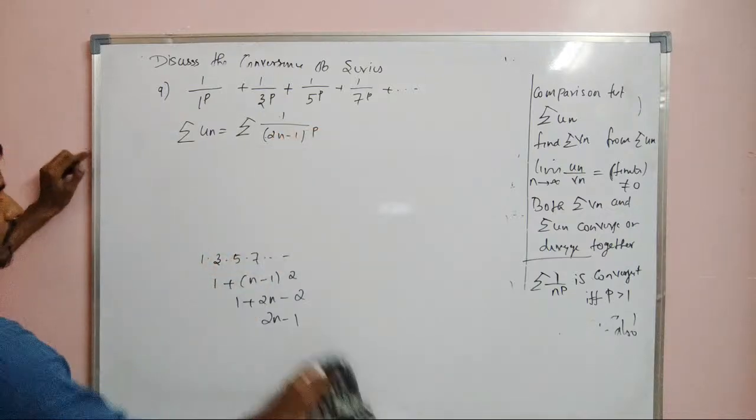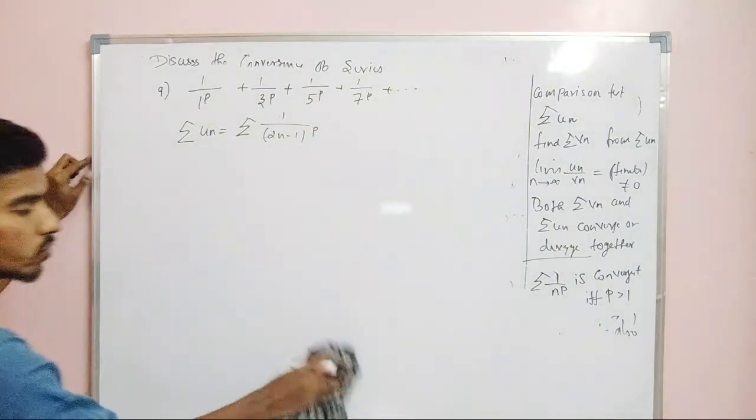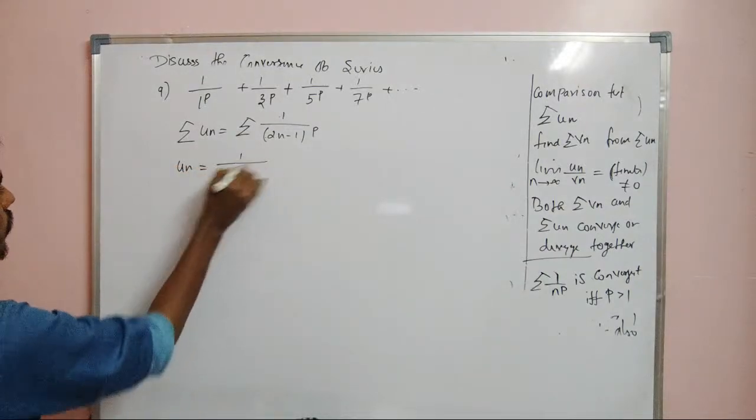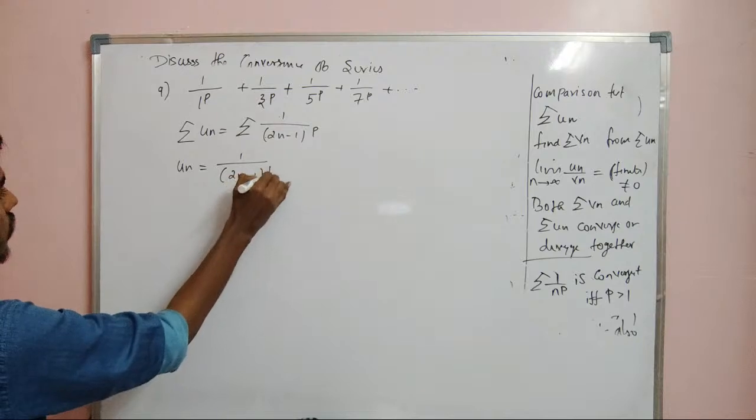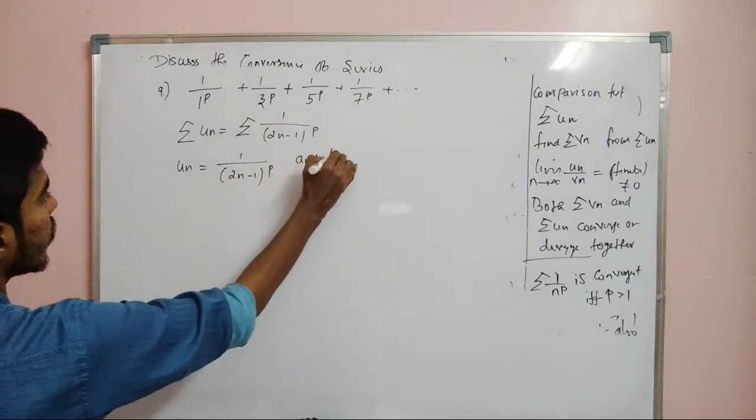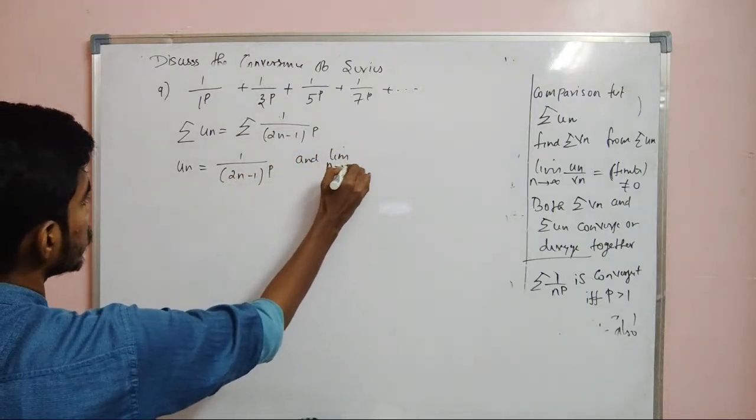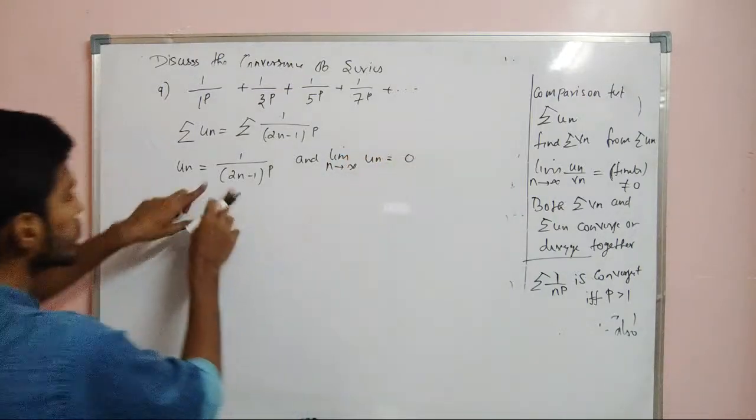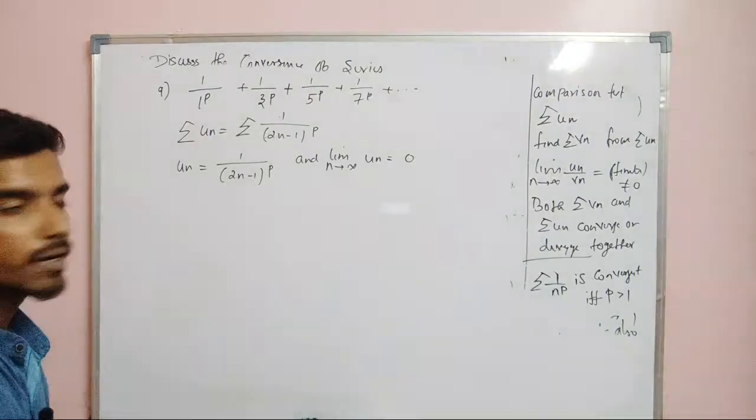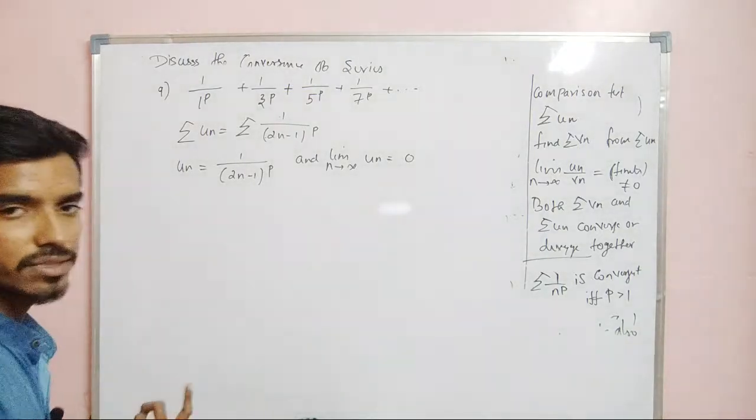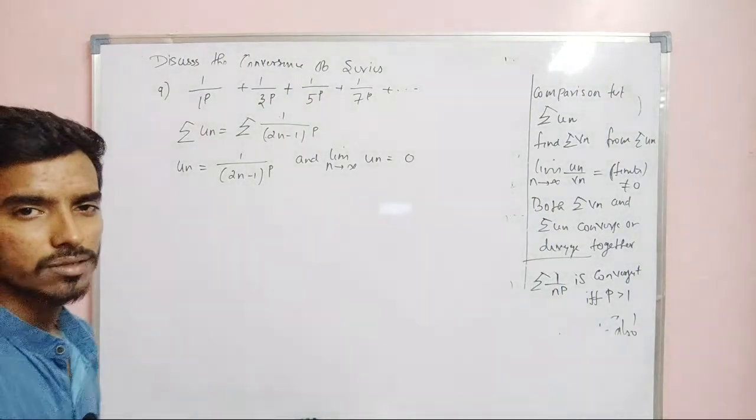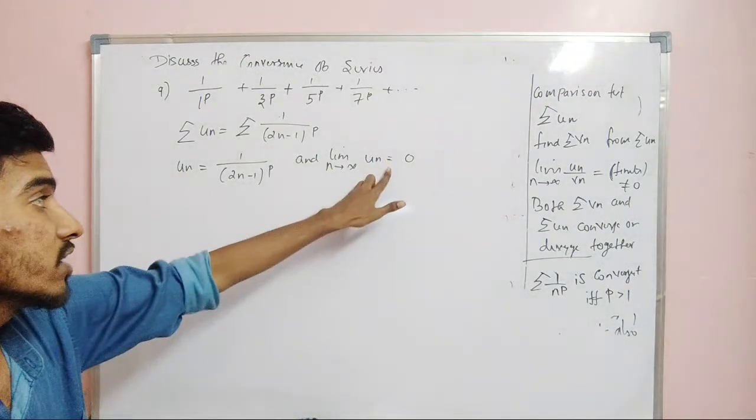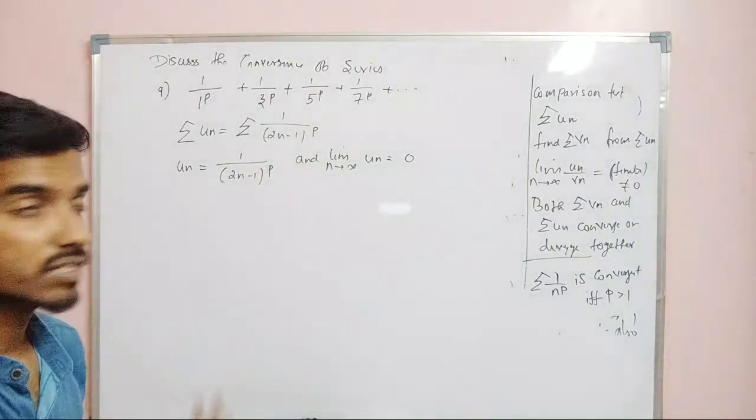And you can see limit n tends to infinity un is equal to 0, right? So what is our un? Un is 1 by 2n minus 1 whole power p, and actually I forgot to write this in the first 6 problems. So limit n tends to infinity un is 0, as n tends to infinity, this will be 1 by infinity, which is 0. But therefore the given series may or may not be convergent. Surely we cannot say it is convergent at this point. Suppose if it is not equal to 0, then we can say it is not convergent.